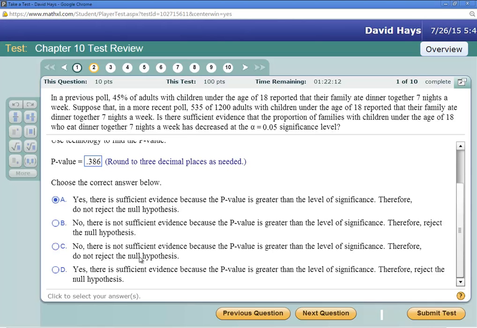Here's another do not reject the null hypothesis. P-value is greater than, yes, there's sufficient evidence.